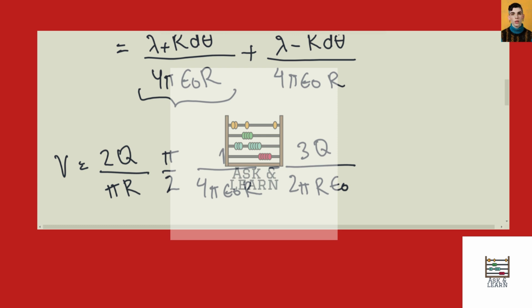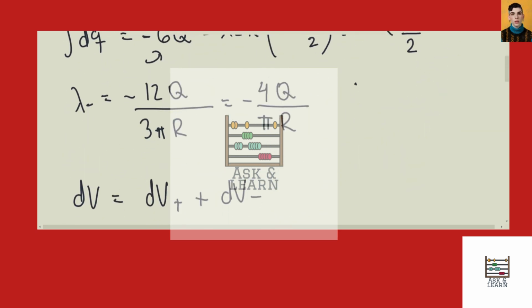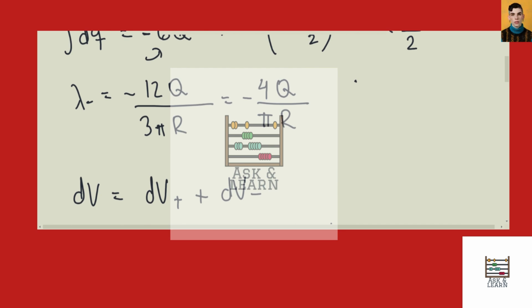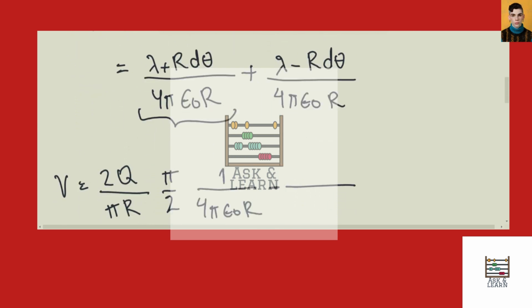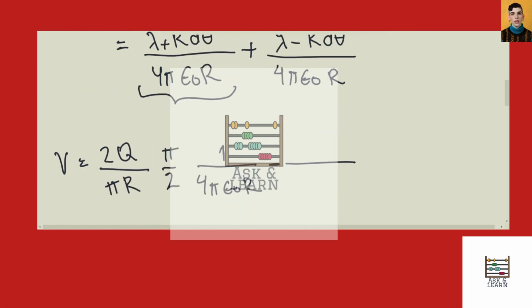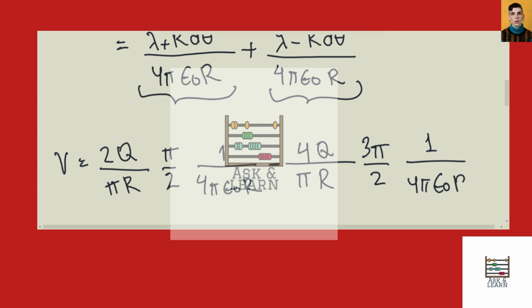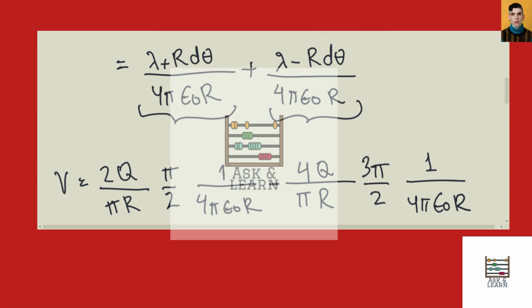And if we, okay, so, no, sorry, this is not the result in here. We obtain that from negative lambda, which is this value in here. So we're going to put that in there: 4q over pi r. And the angle that this segment described is 3 pi over 2. And the term, this term in here. So this is it. This is all we have.